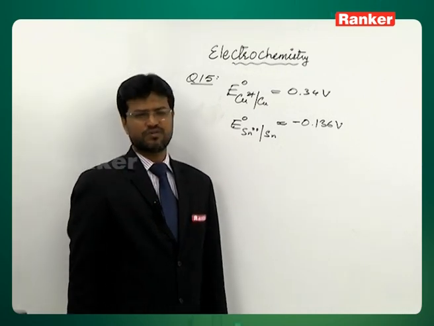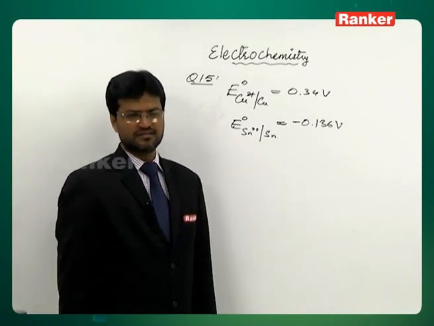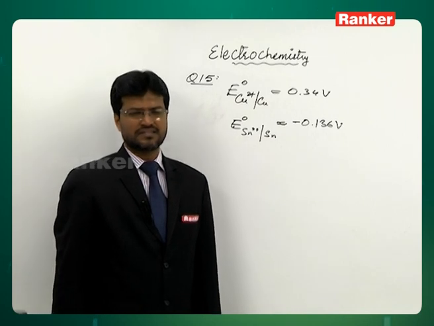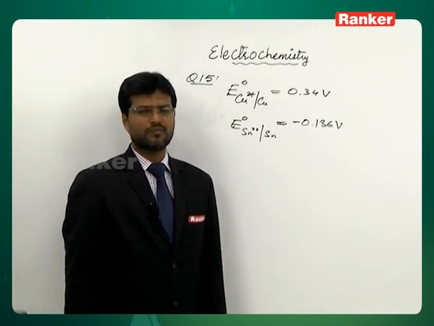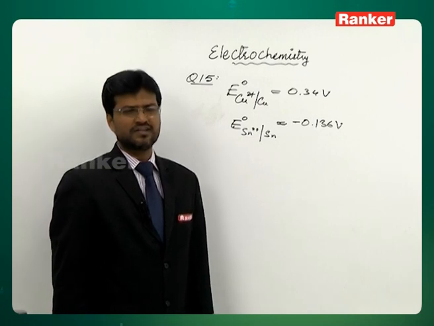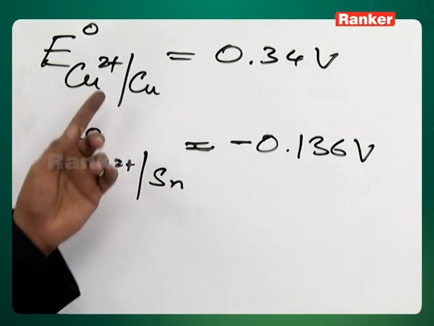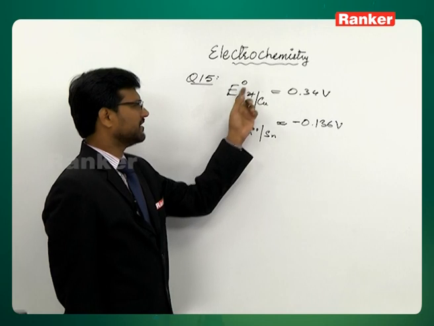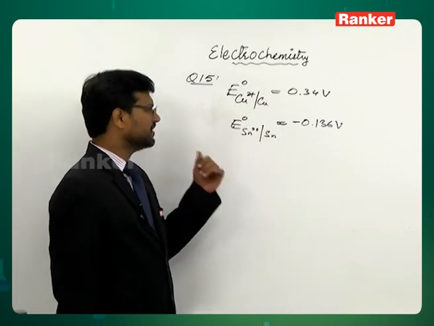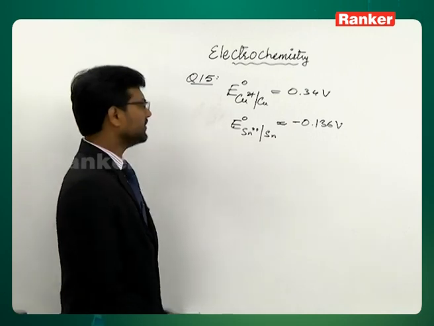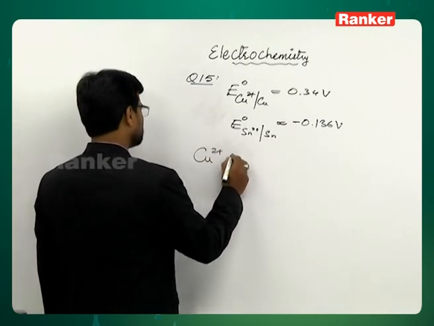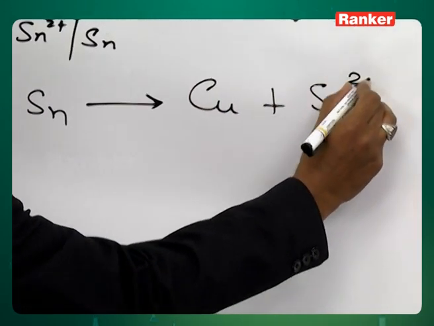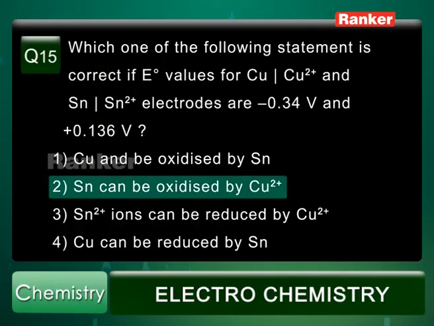Now, the question. Copper can be oxidized by tin, second option. Tin can be oxidized by cupric, third option. Stannous ions can be reduced by cupric, and fourth option is copper can be reduced by tin. The correct answer is Sn can be oxidized by cupric. See, cupric has greater reduction potential. It has a greater tendency to get reduced. Cupric tends to become copper by accepting 2 electrons, so it will transform tin into stannous. So the reaction which takes place is Cu2+ + Sn gives rise to Cu + Sn2+. This is the reaction which takes place. Correct answer is second option.